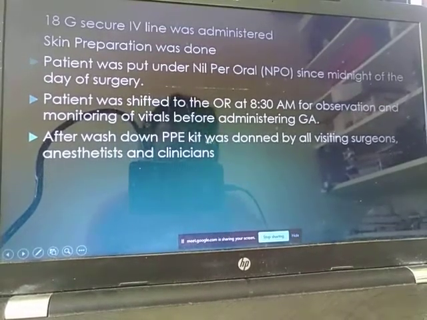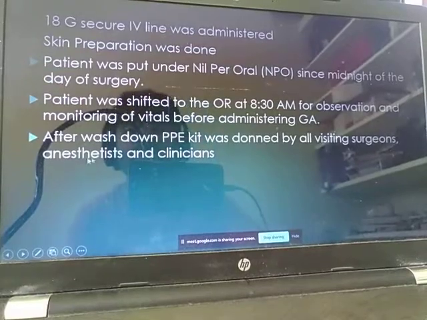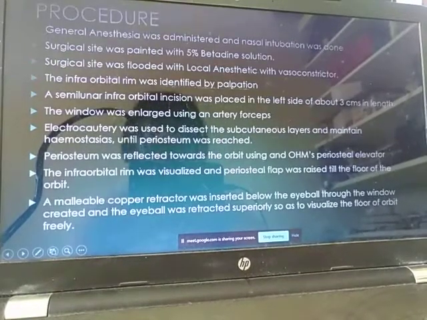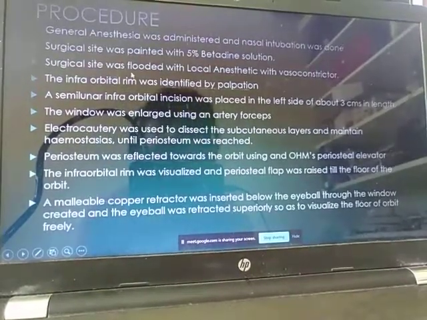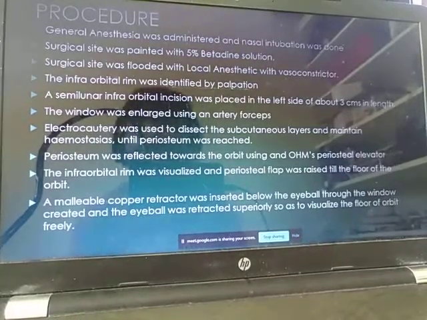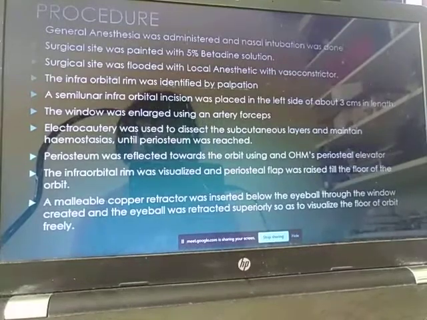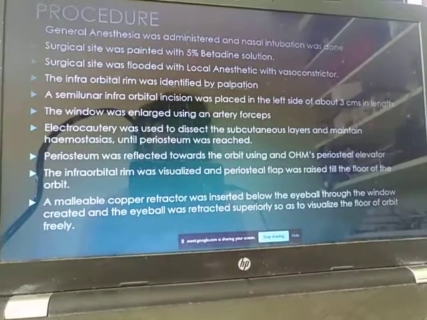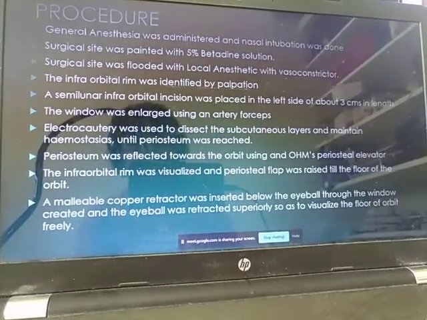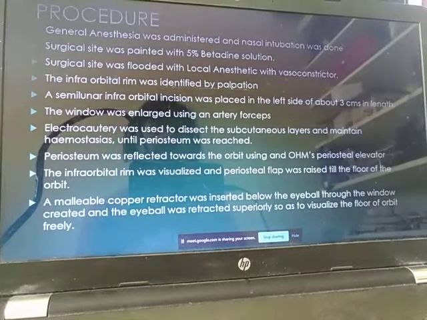After washdown, a PP kit was donned by all visiting surgeons, anesthetists and clinicians. General anesthesia was administered and nasal intubation was done. The surgical site was painted with 5% betadine solution and flooded with local anesthetic with vasoconstrictor so as to give a proper hemostatic condition.